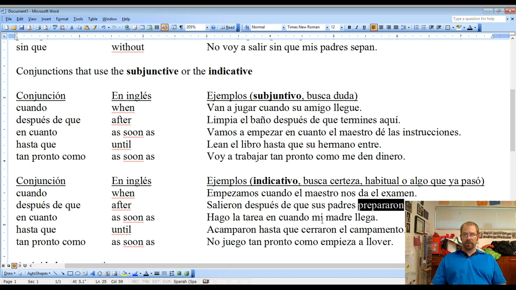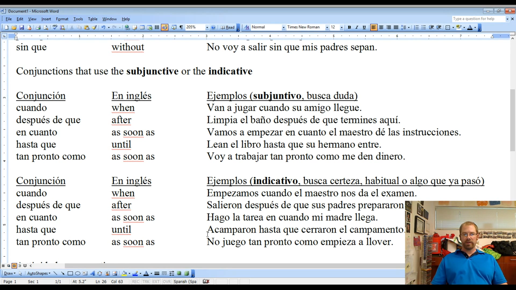The next one, hago la tarea en cuanto mi madre llega. I do the homework when my mom arrives. This is kind of like the first example. Maybe every day I have homework, and every day I do my homework when she gets here. So it's a repeated habitual thing.